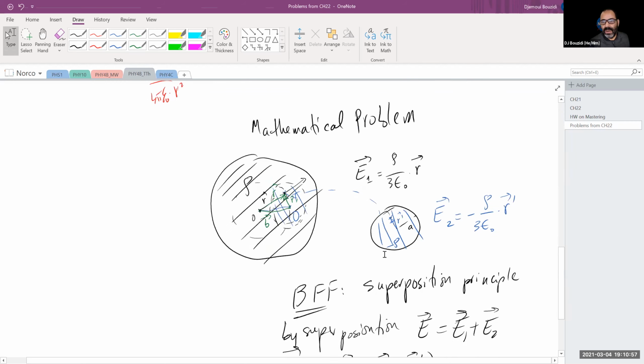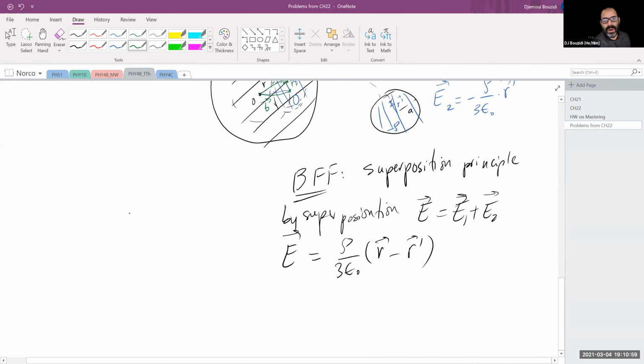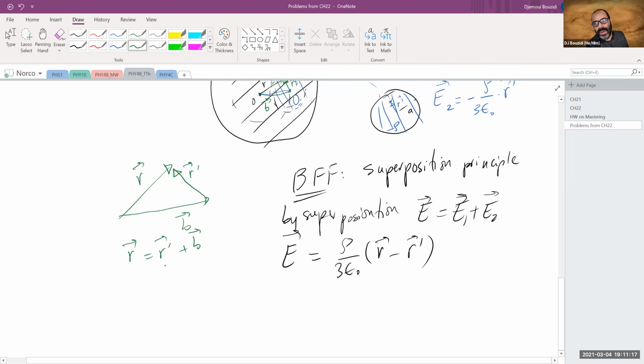So basically, let me draw the geometry big time so that we see what's going on. So we have r to the point from the origin of the sphere, and we have B to the center of the little sphere, and this is r prime in the expression. It's clear from this geometry, you guys see that r is equal to r prime plus B. And if I want to find r minus r prime, because that's exactly what we need in this expression, we need this difference between these two vectors. That is clearly B. That is the difference between the two centers of the spheres.